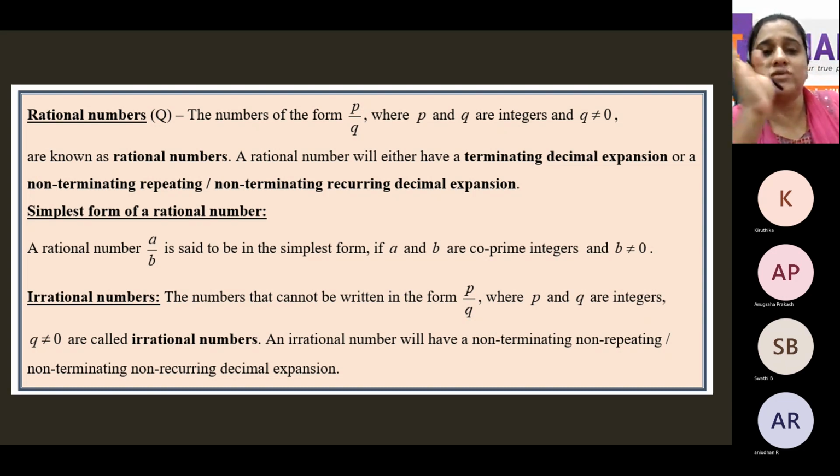1, 2, 3, 4, 5, -1, -2, -3, -4, -5, 0. Only this collection is the collection of integers. Now, rational numbers. Integer upon integer is a rational number.